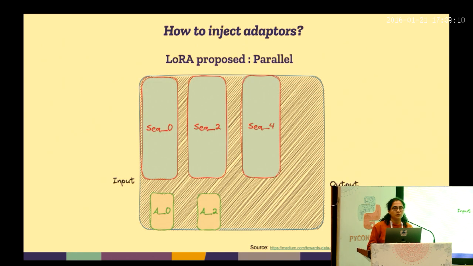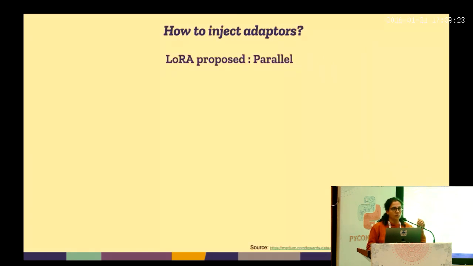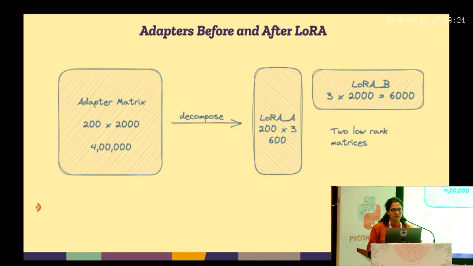Now LoRA proposed doing this in parallel. So you have sequence 0, and you put the adapters in parallel so that a copy of the input goes into the base model layer, and a copy of the input goes into your adapter layers. Let's look at the design in a lot more detail a little later.